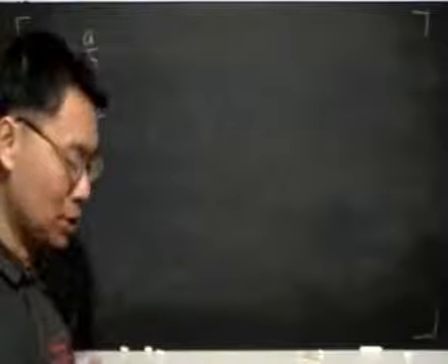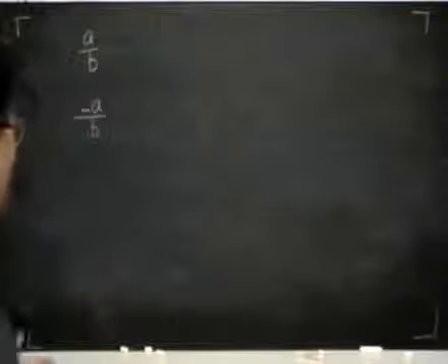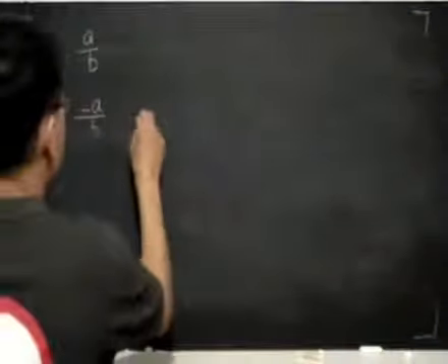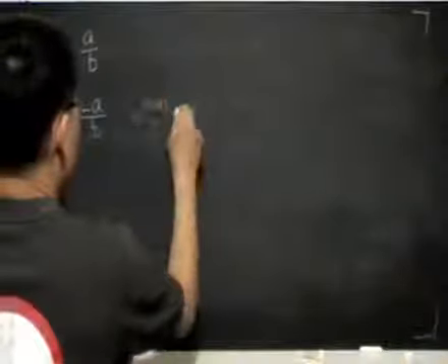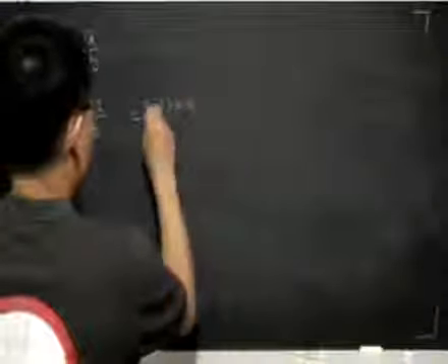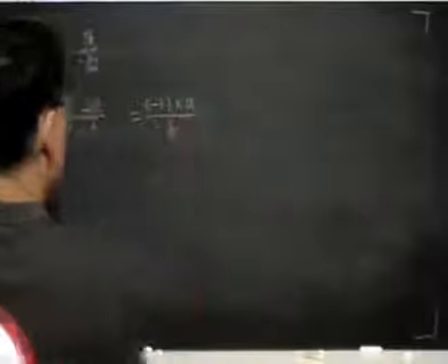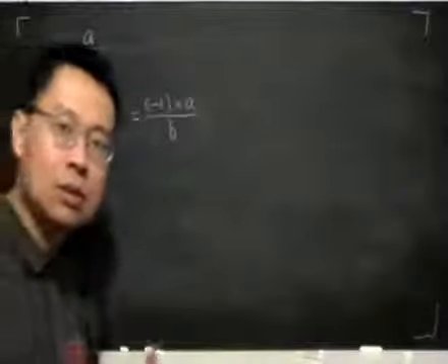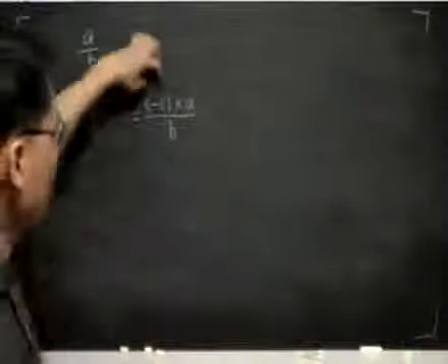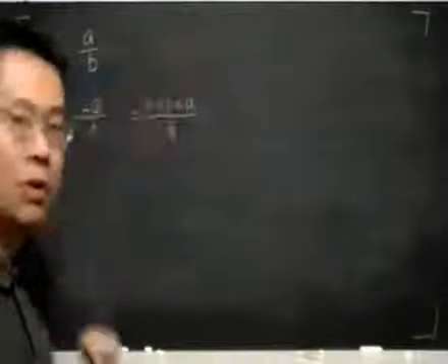Minus A divided by B. Now that really means the same thing as minus 1 times A divided by B. So it's like having three numbers here. Minus 1 times A divided by B.